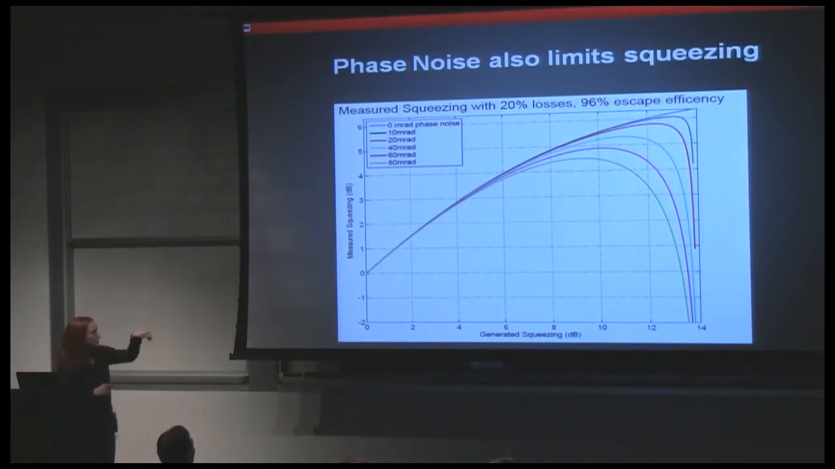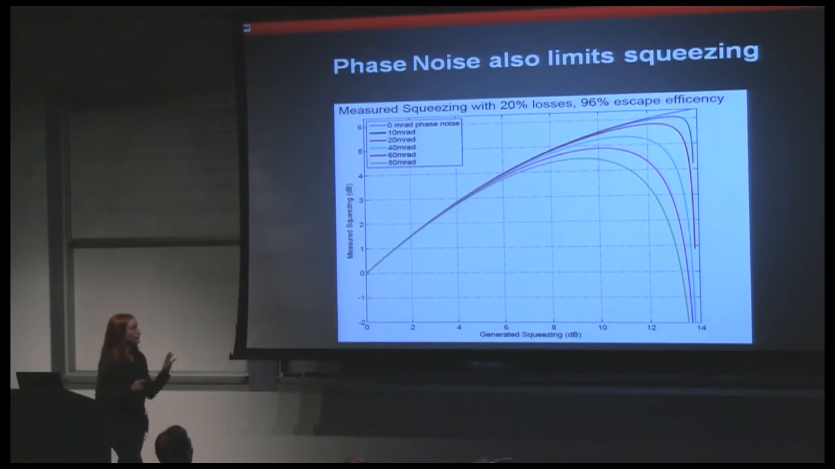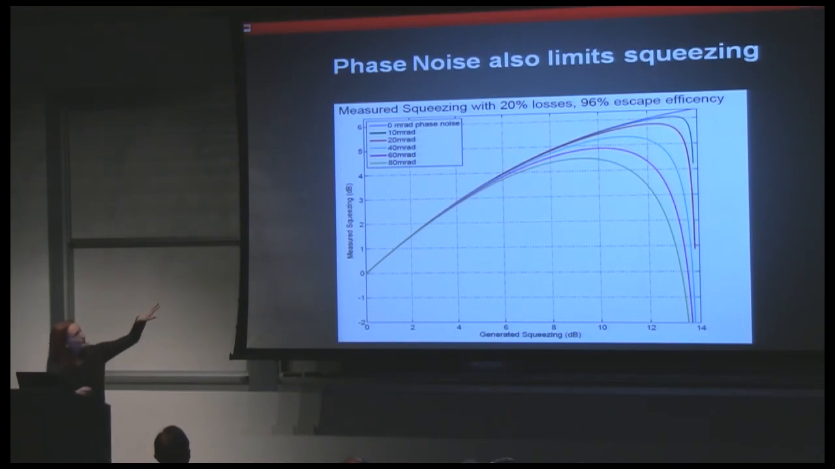So this is a similar plot with generated squeezing on the horizontal axis and measured squeezing on the vertical axis. So if you had 10 dB of squeezing that you generated, and I'm assuming about 20% losses, you would be able to measure around 6 dB. If you had no losses, no phase noise, sorry, you could measure about 1 dB more squeezing than if you had 80 milliradians of phase noise. But if you look at higher amounts of generated squeezing, then the effect of the phase noise becomes more important.